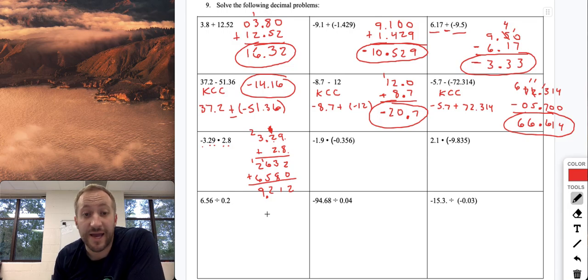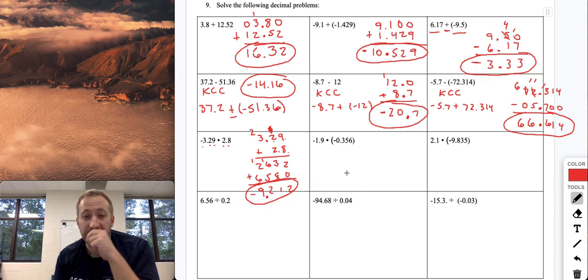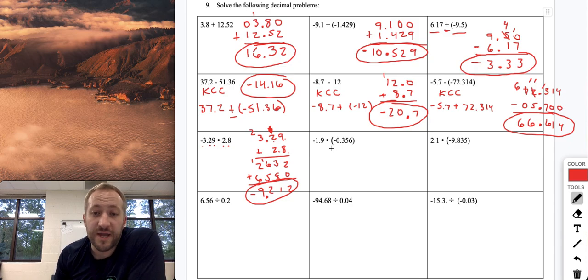Now, I have to remember, is my answer going to be positive or negative? Let's look at the problem. I have a negative multiplied by a positive. When the signs are different, I keep a negative answer. So negative 9.212. Let's look at the next one. Negative 1.9 times negative 0.356.